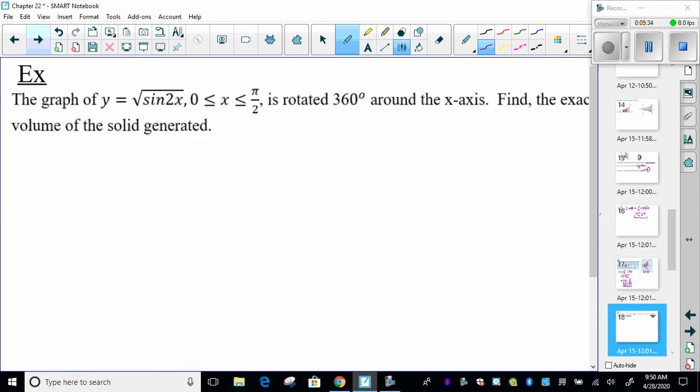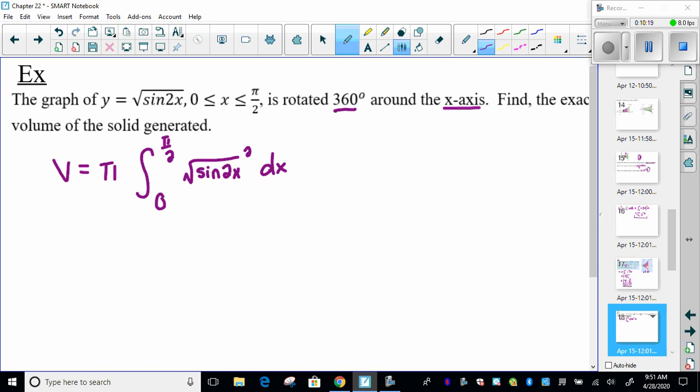Okay. Totally weird function. No idea what this looks like. It's rotated 360 degrees about the x-axis. Find the exact volume of the solid generated. Okay, so we have to go on blind understanding of what we're doing, not just being able to pictorially think this through. So I know to find the volume equals pi times the integral from 0 to pi over 2. And then it's the radius squared. So this is the height at any point along the way. So this is going to be my radius. And then I have to square it. And that is with respect to x.